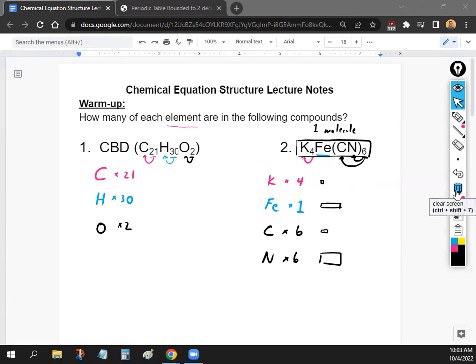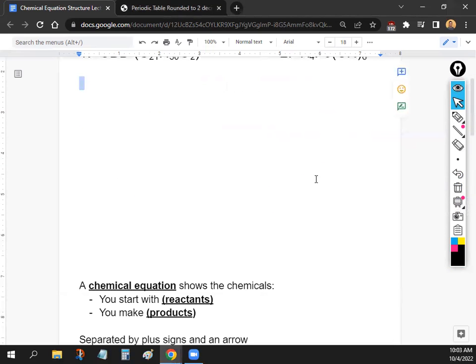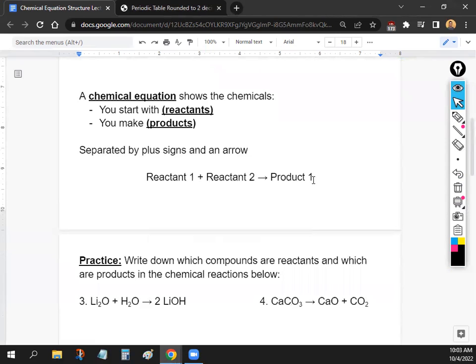All right, so let's talk about the new information for today. Oh, excuse me. All right. So the new information for today is going to be something called chemical equations. Now, an easy way to think about chemical equations is to think of them as recipes, okay? You start with certain ingredients, different chemicals, which we call the reactants. This is your starting materials. And then you make a product. Whatever chemical you make is called the product.